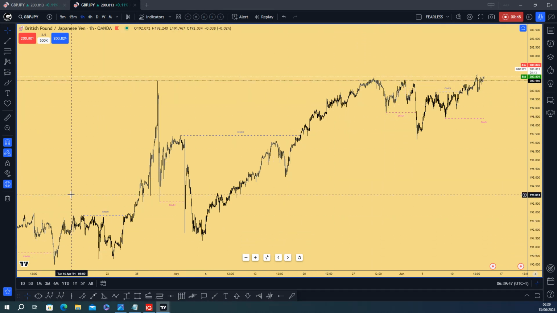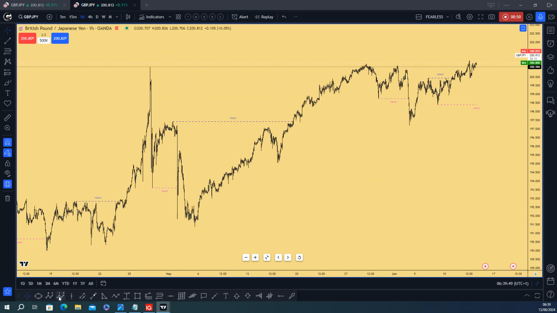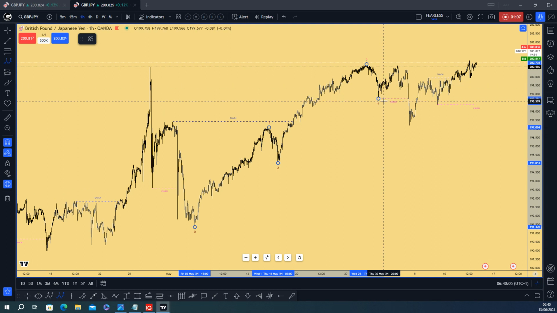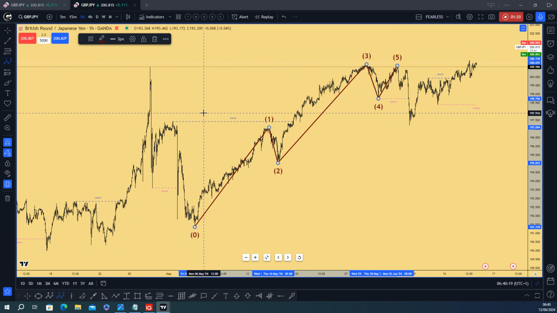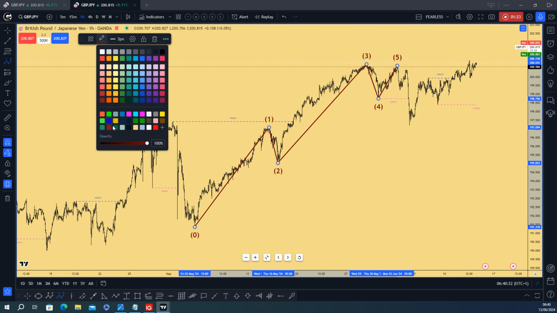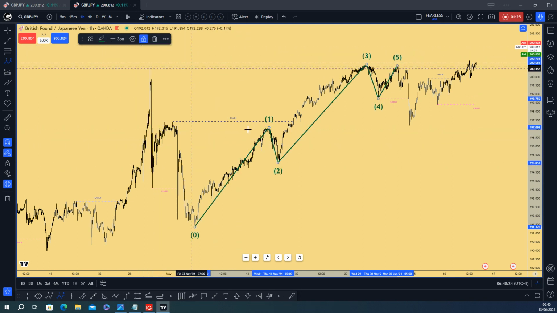So in terms of wave structure, to count this, we can do this because that's the low. That will be 0. This is 1, 2, that is 3, this is 4. After 4, we're expecting 5 to make a higher high for a confirmation of a trend continuation, but this did not make a higher high. So let's change this just to make it bigger. I'm going to lock this in place.